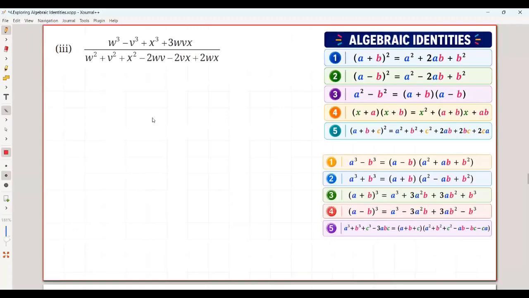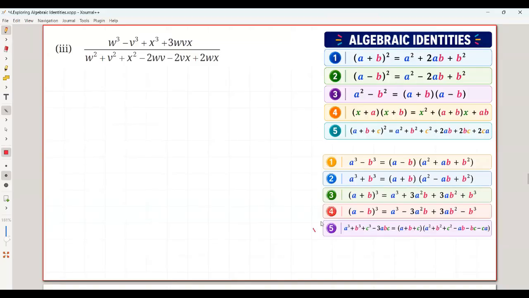So question number 3: w cube minus v cube plus x cube plus 3wvx, divided by w square plus v square plus x square minus 2wv minus 2vx plus 2wx. For the numerator, we have a cubic identity. For the denominator, we have a square identity. So the cubic identity is in the form of a cube plus b cube plus c cube minus 3abc. We have the formula.